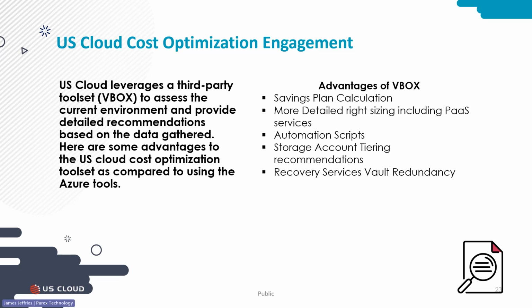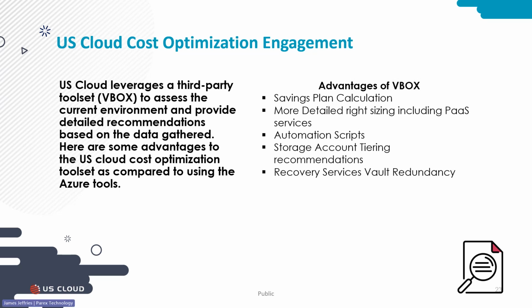VBox also has some, what I'll call advanced, recommendations that Advisor doesn't have. Two of them are storage account tiering. It'll look at a storage account and see that no data has been accessed in 6 months, and it'll give the recommendation: change this tier from hot to cold, or from cold to archive.